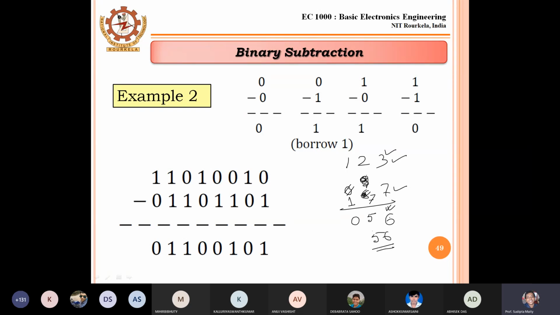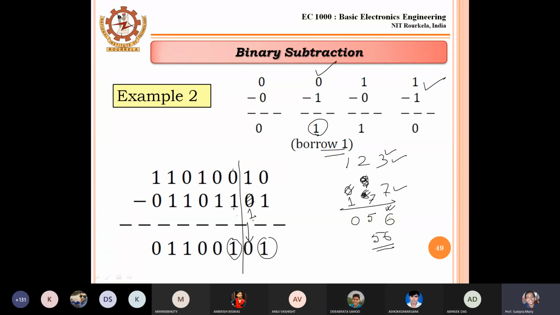We are applying the same process here. So 0 minus 1, so resultant 1. So borrow 1. This borrow 1 has to be added with this 0. So 0 plus 1 means 1. Now 1 minus 1, so 0. So in this way you are proceeding. Then 0 minus 1, so again this process. Resultant is 1.